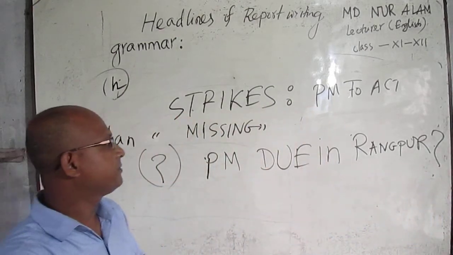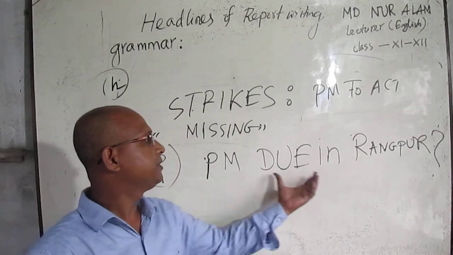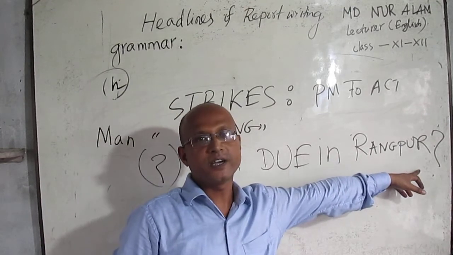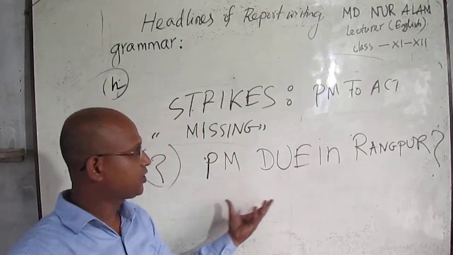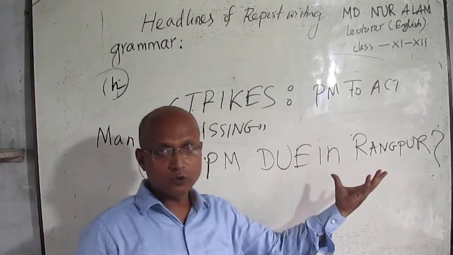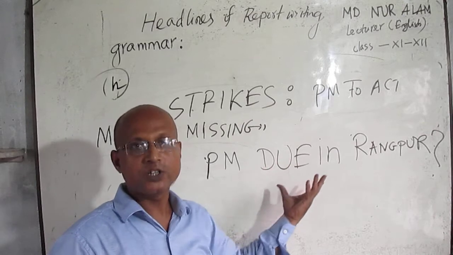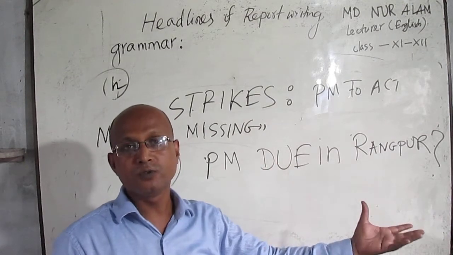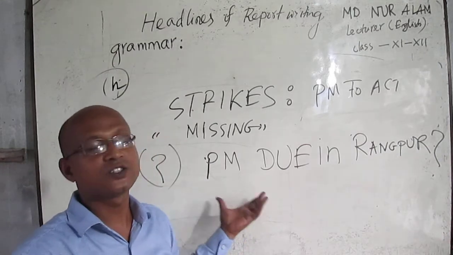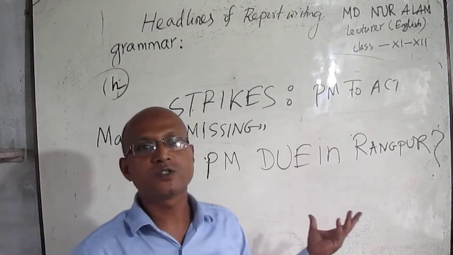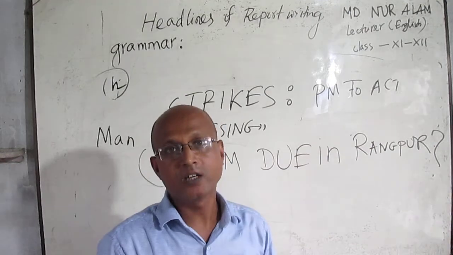You know, PM due in Rangpur. PM due in Rangpur, you know, there is a question sign. So this question sign indicates that whether the Prime Minister will come to Rangpur, or is expected to come to Rangpur, is not sure. The reporter is not sure. The reporter has taken this news from an unreliable source.